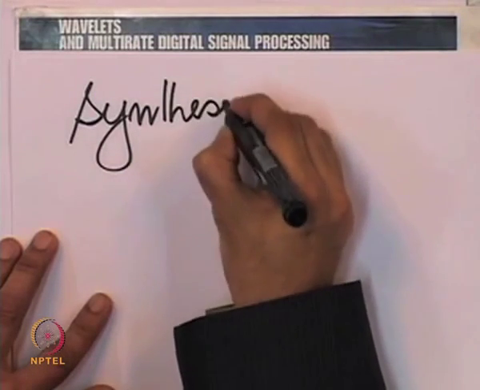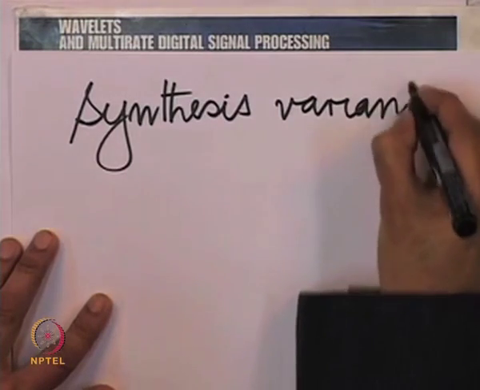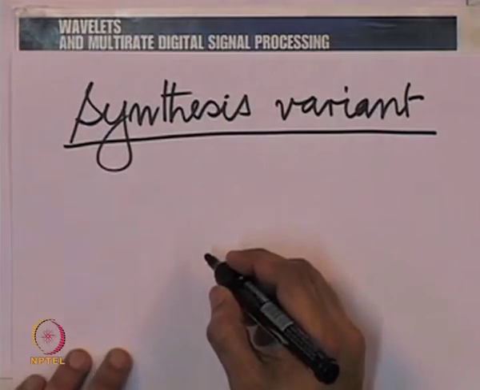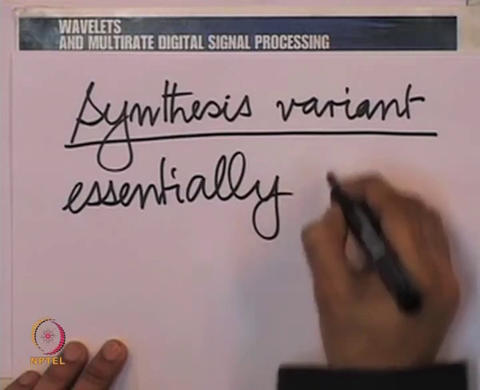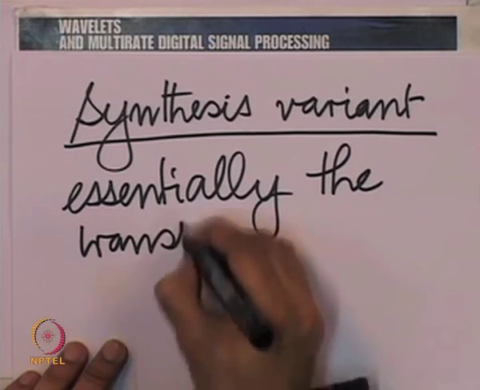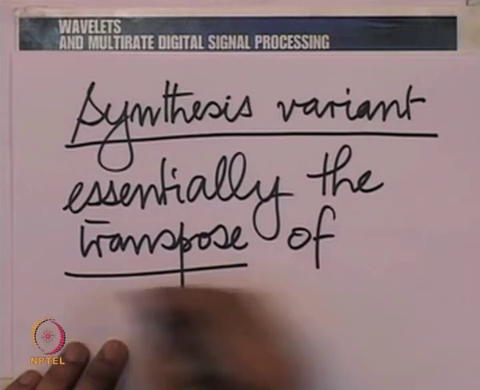Now, finally, we need to complete this lecture by putting in a variant, and that variant is essentially to transpose the structure that we have constructed. In other words, how could we use the lattice structure that we have constructed to build a lattice structure for the synthesis side? So, let us complete this lecture by discussing this variant, the synthesis variant. Now, it is very easy to construct a synthesis variant. Essentially, it is the transpose of the analysis lattice.